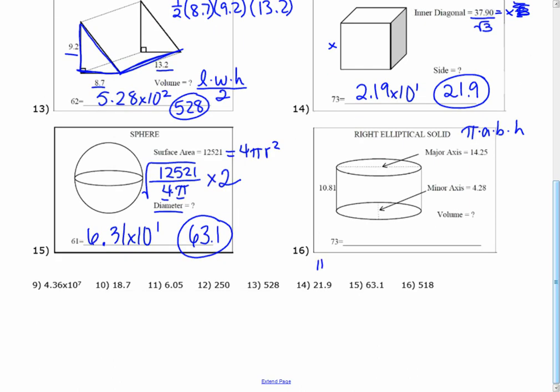So we'll get pi. A is going to be 14.25 over 2. Or it could have been B. It doesn't matter which one's which. We've got the other axis over 2. And then we'll just multiply by the height, which is given as 10.81.